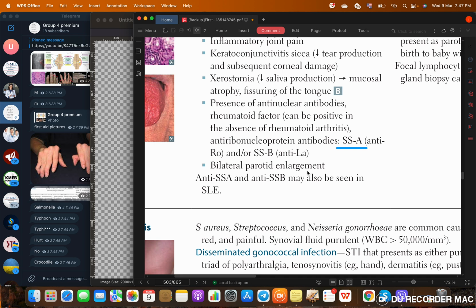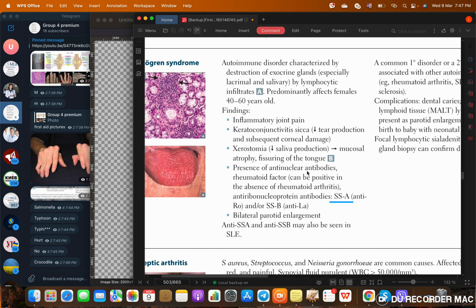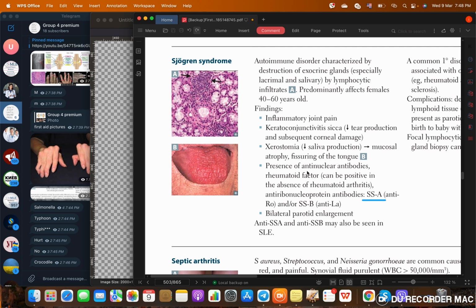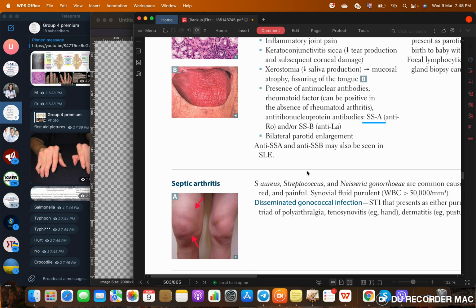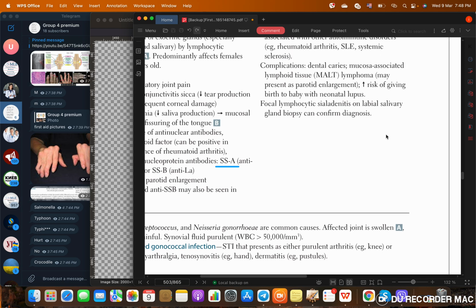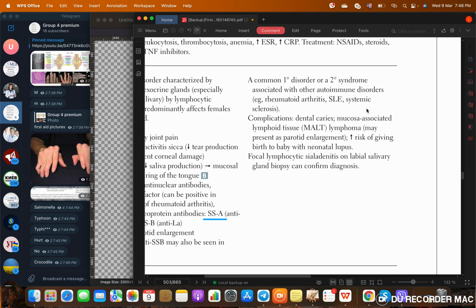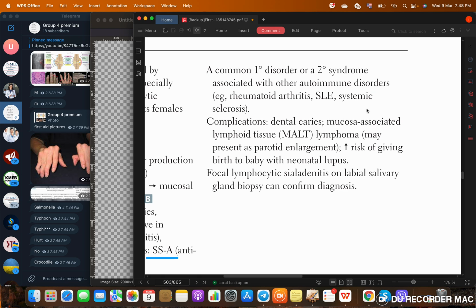Bilateral parotid enlargement. Why? Because we don't have secretion from the salivary gland and it's infiltrated with lymphocytes, which makes it big. The next thing is that anti-SSA and anti-SSB are also seen in lupus. So let's see what they say next. It can be a primary disorder or a secondary syndrome associated with other autoimmune disorders like rheumatoid arthritis, lupus, and systemic sclerosis. Complications include dental caries, mucosa-associated lymphoid tissue, and lymphoma.